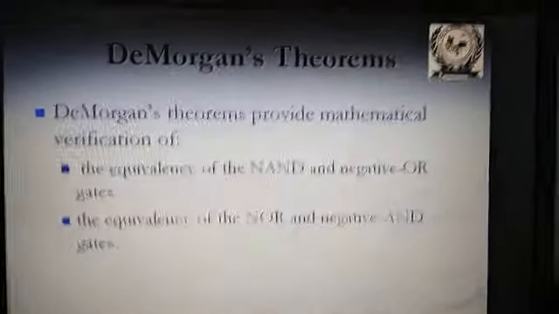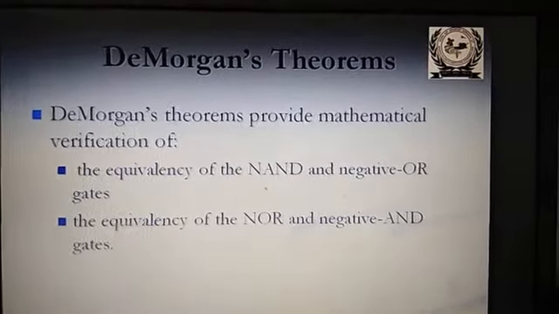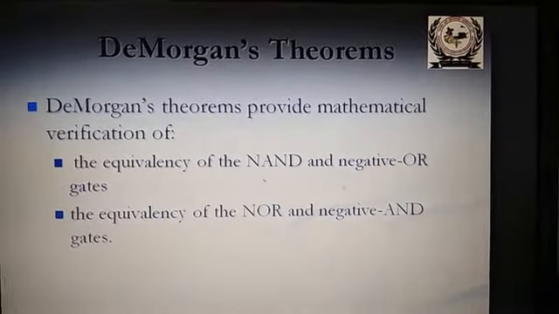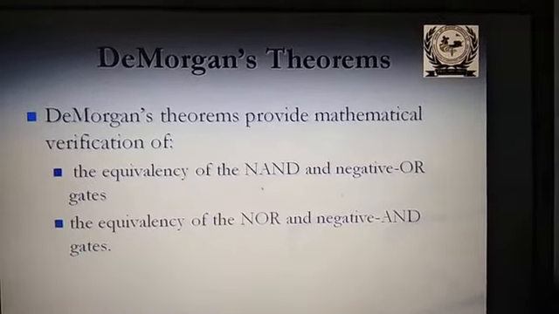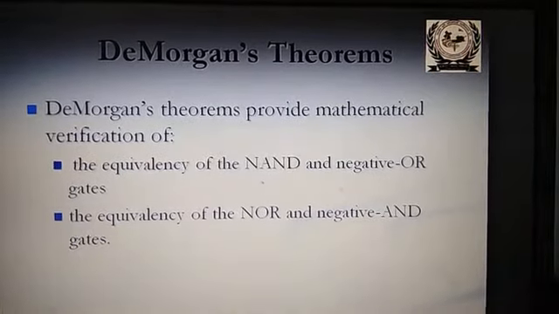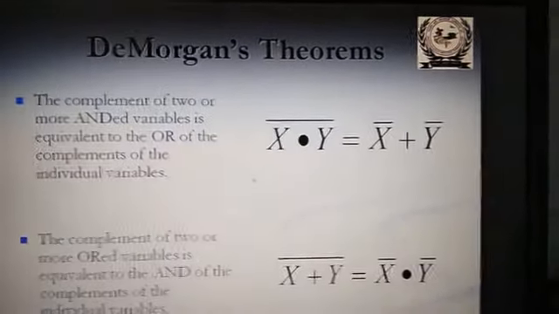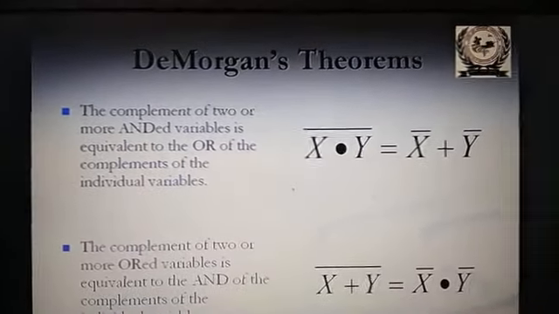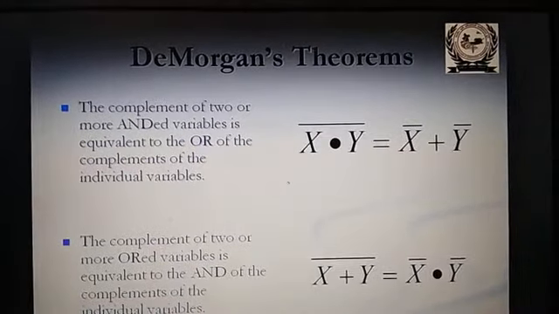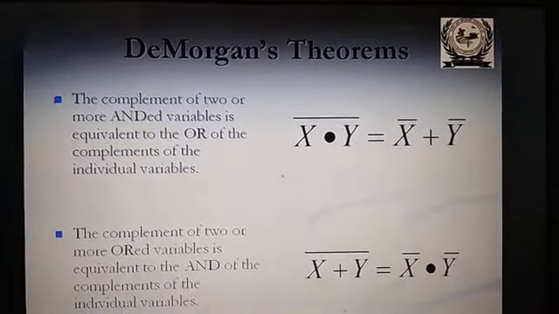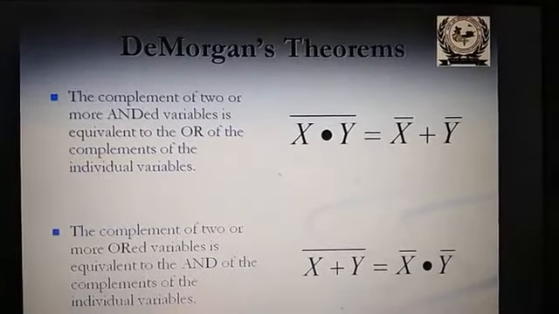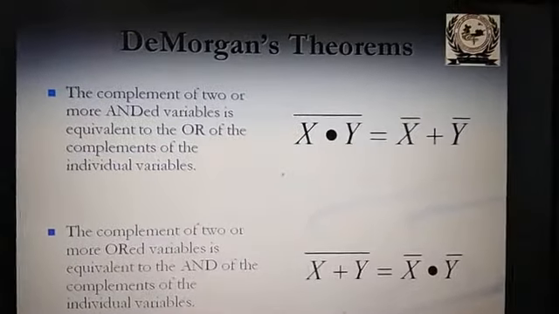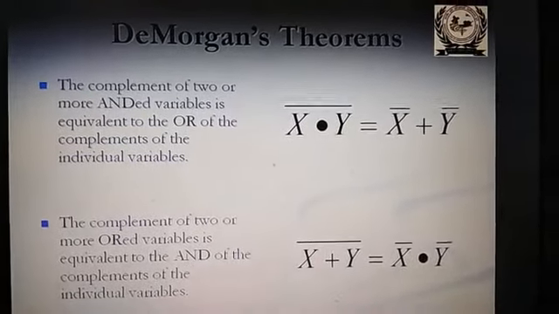That we have seen. And then we have also seen De Morgan's theorem: the equivalency of NAND and negative OR gates, and the equivalency of NOR and negative AND gates. These two theorems we have seen. The complement of two or more ANDed variables is equivalent to the OR of the complements of the individual variables. That is, (x dot y) whole bar is equal to x bar plus y bar.